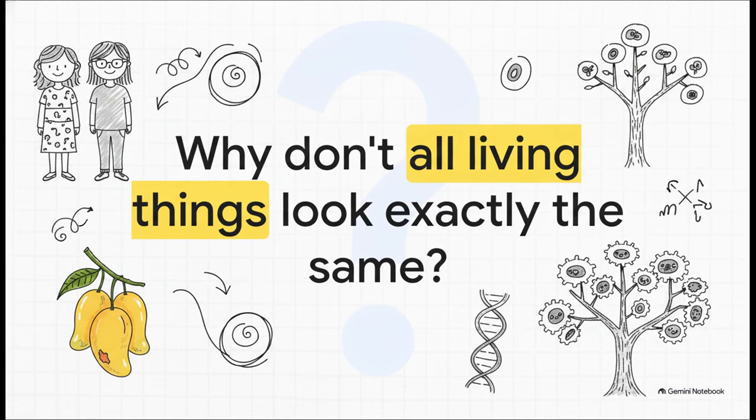But first, I want to kick things off by asking you a really simple yet kind of profound question. Why don't all living things look exactly the same? Seriously, think about it for a second. Even siblings born to the exact same parents have different traits. Even identical-looking mangoes plucked from the exact same branch of a single tree have slight differences in their weight or color or shape. This whole mystery of differences isn't just some random quirk of nature. It's actually the absolute foundation of everything we're going to talk about today.